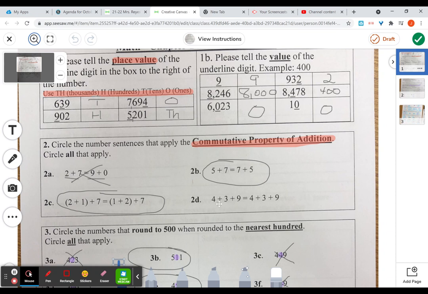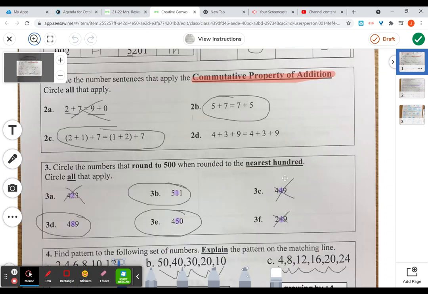D, 4 plus 3 plus 9. 4 plus 3 plus 9. This is the same exact problem. So this is not the commutative property. So remember, the commutative property of addition in this case is saying that you can have 2 equations, and as long as the numbers are the same, even if you switch the numbers around, you'll get the same sum.